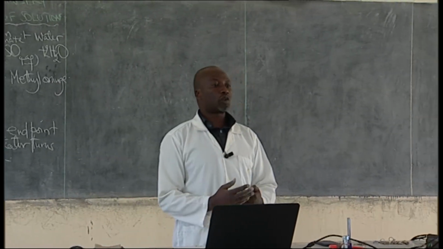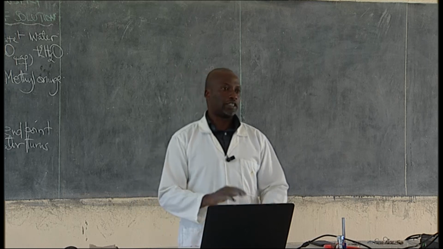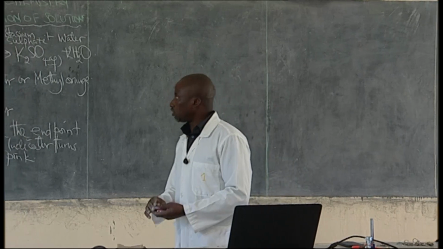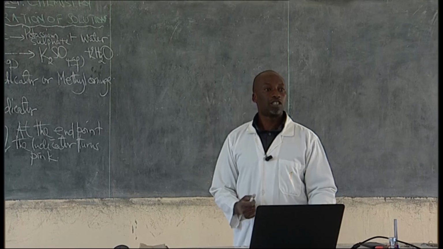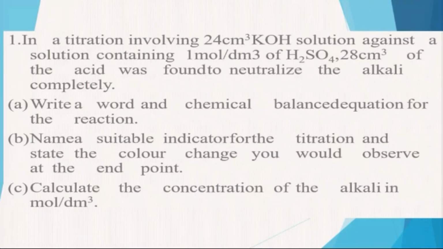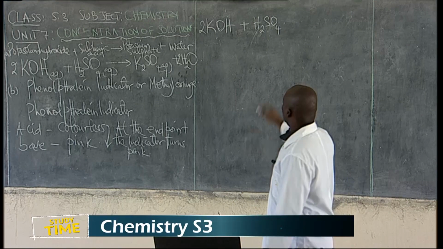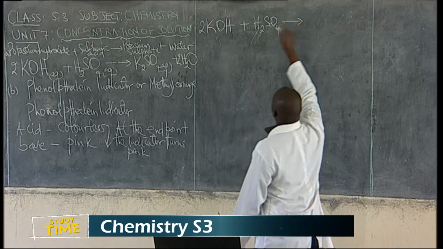Calculate the concentration of the alkali in moles per liter. That is the molarity, the concentration of the alkali. What is the alkali? Potassium hydroxide. So you have potassium hydroxide plus sulfuric acid. So this is 2 and this is 1. So this is what you need.